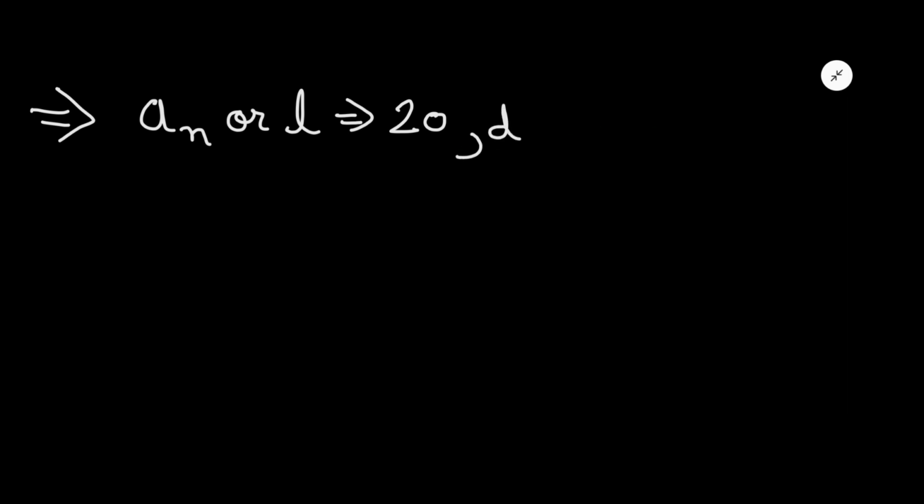Let's solve one more example. So in this example, the an, which is also known as the last term, is given as 20. The common difference is given as minus 1. The number of terms is given as 17. We have to find the first term.